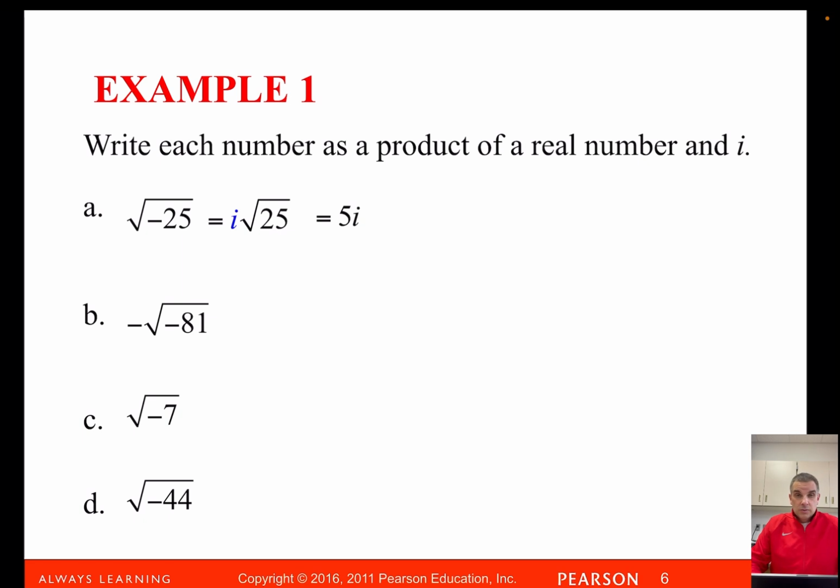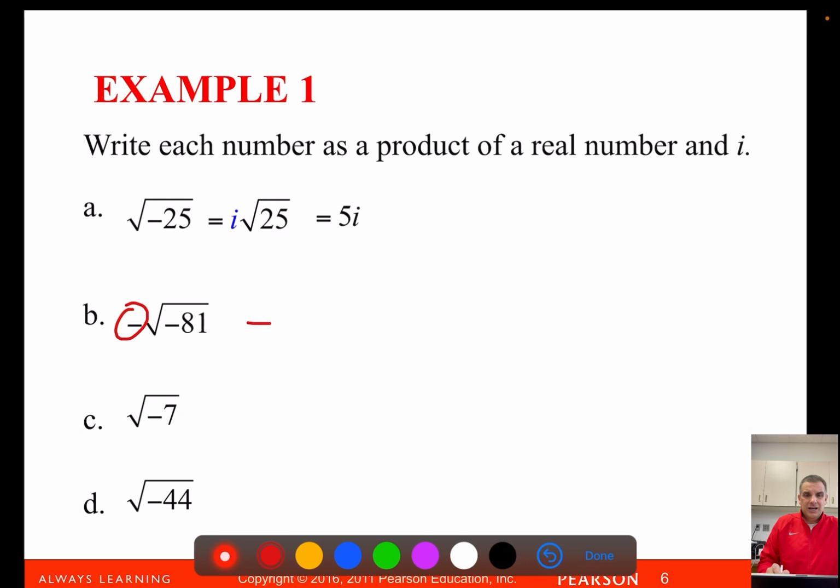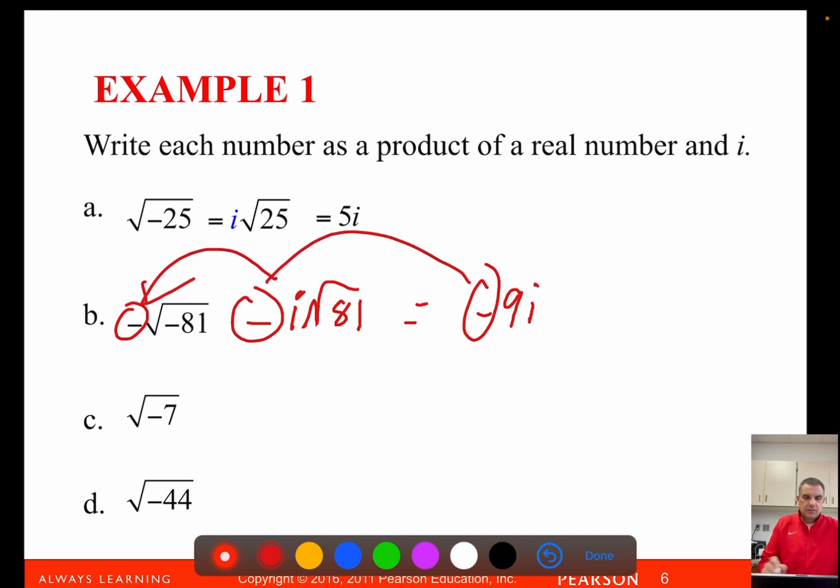For the next one, notice where that negative is sitting. It's sitting out front: negative square root of negative 81. So this negative here is going to kind of go along for the ride. But what's the square root of 81? Square root of 81 is 9, so it's i radical 81, but radical 81 is just 9. So it's negative 9i, and it's negative 9i because of that negative out front.